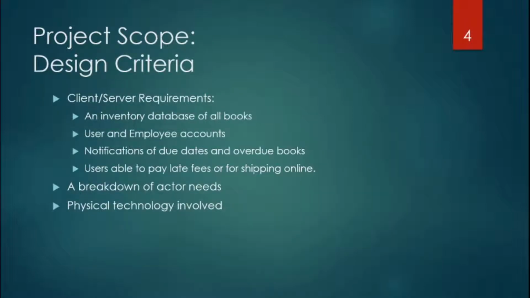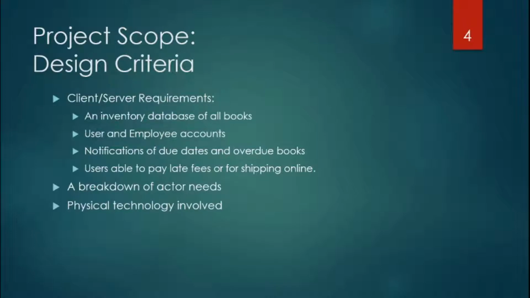Okay, so now we're going to look at the design criteria. So the client server requirements passed down to us by the library. They wanted an inventory database of all books. They wanted an accounting system with user and employee accounts. They need notifications sent out for upcoming due dates and then overdue books. And then they wanted users to be able to pay for the late fees online or actually check out and get books shipped to them from the library online.